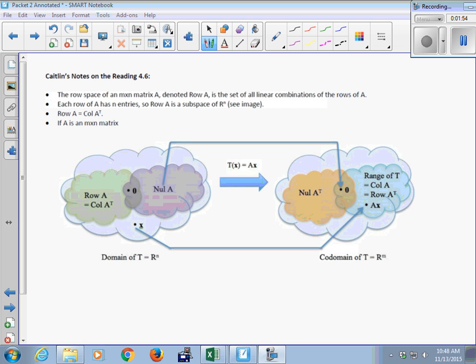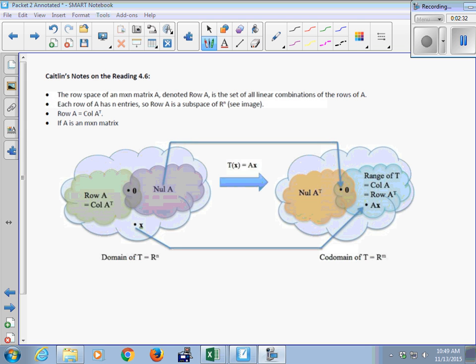If you think of A as the standard matrix of a linear transformation, Rn is the domain and Rm is the codomain. The row space lives in the domain. The row space is the same thing as the column space of A transpose, because when you transpose a matrix, you make the columns rows and the rows columns. So the row space is just the column space of A transpose. If A is an m by n matrix, this is a handy picture to think about where all these things live.